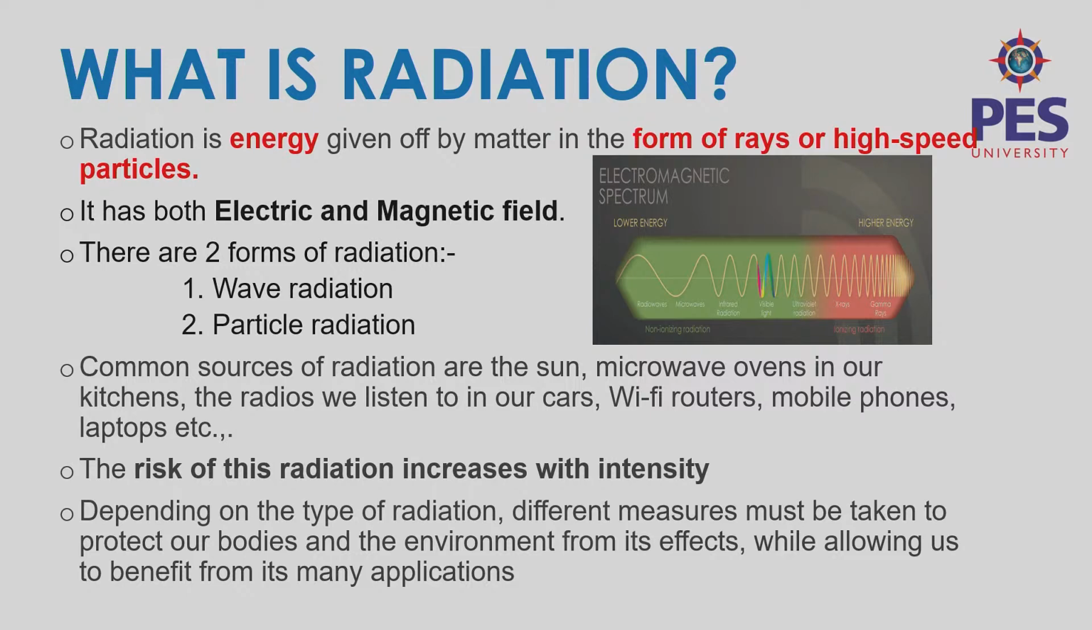Common sources of radiation are the sun, kitchen appliances like microwaves, and mobile applications like Wi-Fi, etc. The risk of radiation varies with its intensity. That is, at low dosages it carries low risk, but at high dosages radiation carries a high risk. Depending on the type of radiation, we can find different methods to prevent it from harming us.